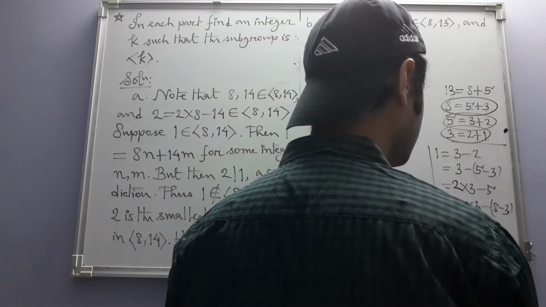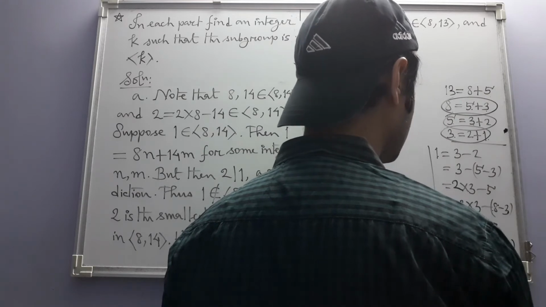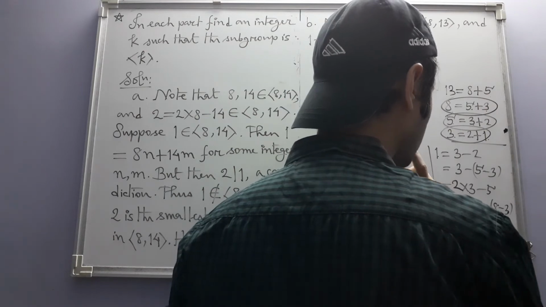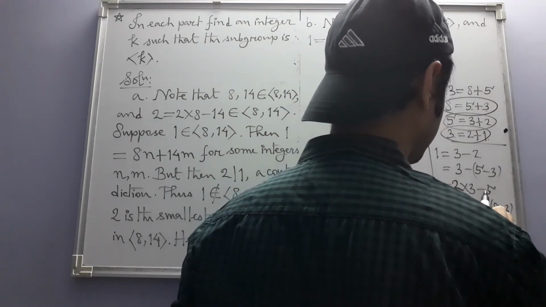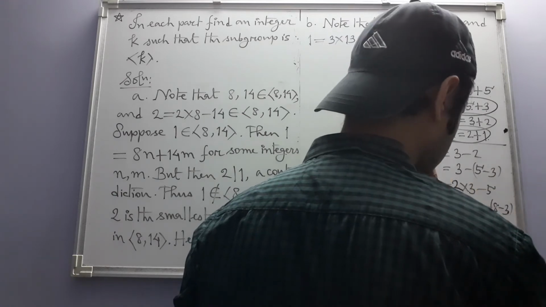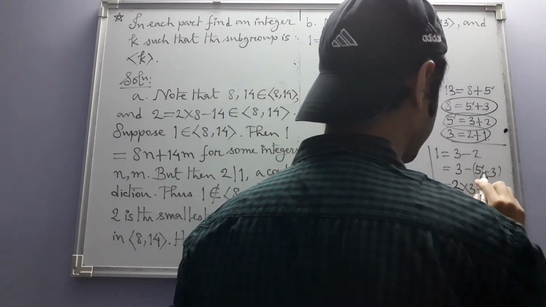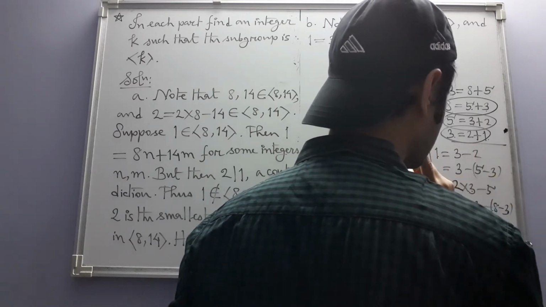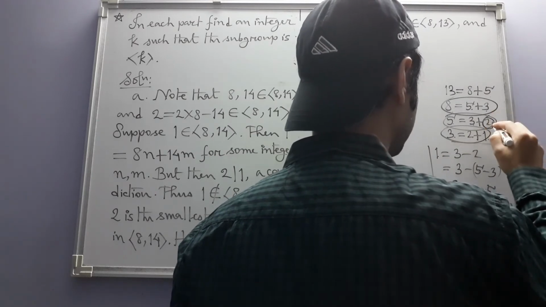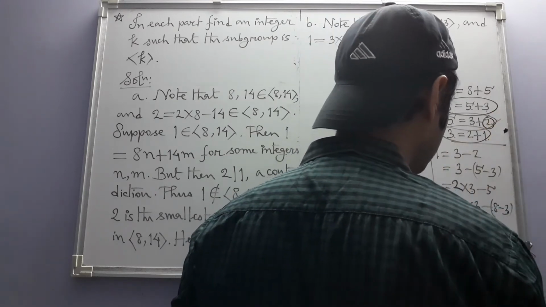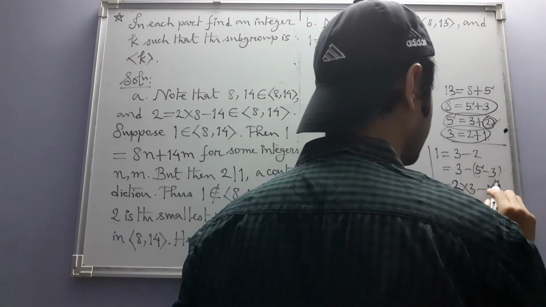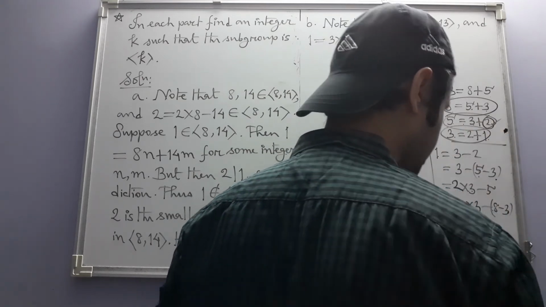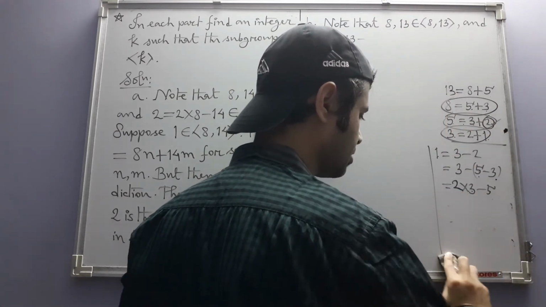Okay, then, oh no, I think I have made the mistake here itself. Here I am substituting for the remainder 2 and I have written 5 minus 3. Okay, then I have to substitute for the remainder 3. Okay, yes, that's why it's not coming.